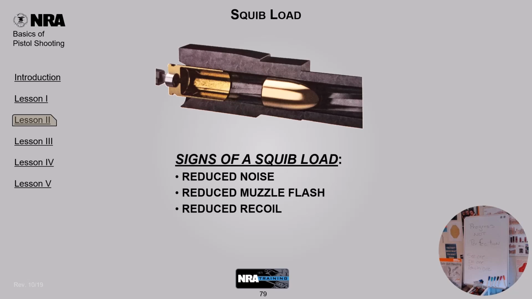Squib load. Signs of a squib load: reduced noise, reduced muzzle flash, and reduced recoil. So here's what happens with a squib load. You're shooting, right? And bang, bang, bang, bang, poof. It literally sounds different. There are some people that can make much better sound effects than I can for that.